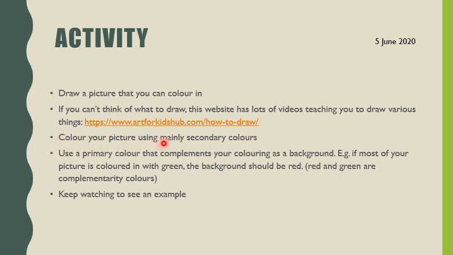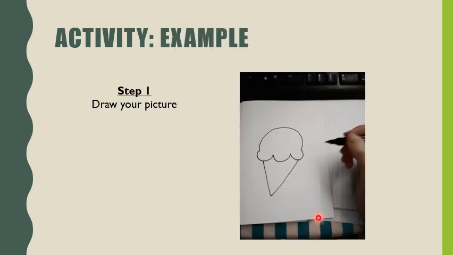You're going to then color your picture using mainly secondary colors. All right, so your purple, orange, and green. And I say mainly, you can use primary colors as well, but I want to see the secondary colors mostly. You're then going to use a primary color that complements your coloring as a background. Right? So for example, if most of your picture is colored in with green, your background should be red because red and green are complementary colors. If you want to see an example of what I'm trying to explain to you in this activity, just keep watching. All right, so step 1, you draw your picture.